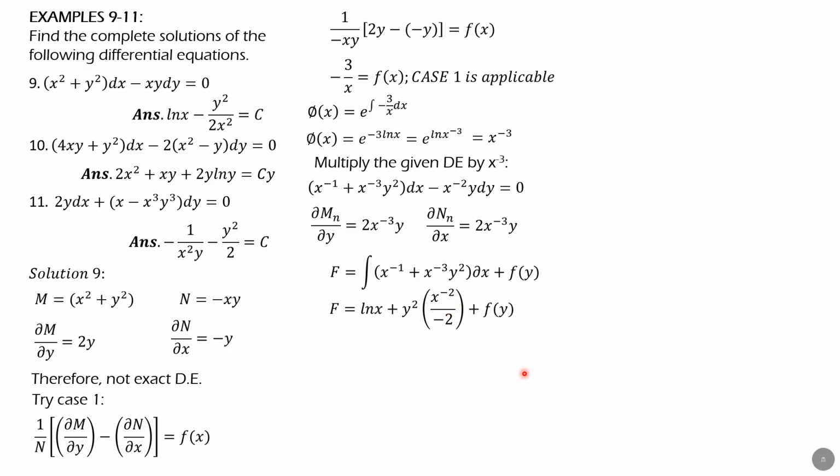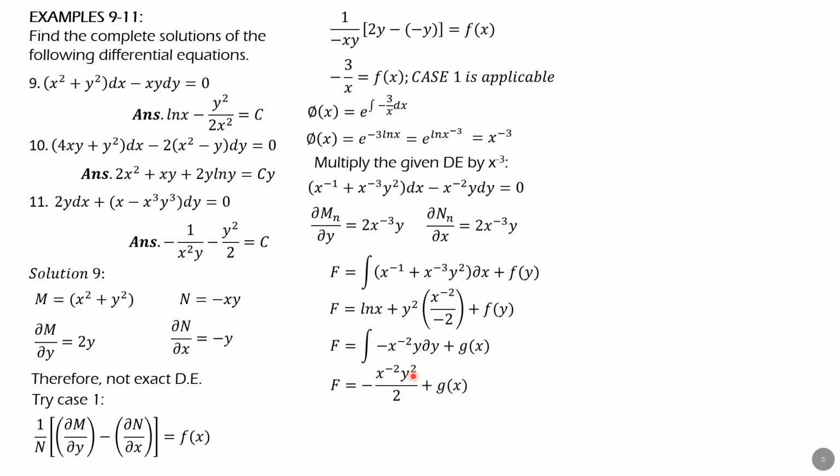plus f of y. The other solution would be the integral of this new function N, with respect to y, plus g of x. So it is y that is the variable here. So copy negative x to the negative 2. The integral of y dy is y squared over 2, plus g of x. So negative x to the negative 2 times y squared over 2 plus g of x. So this is the common term for the two solutions.